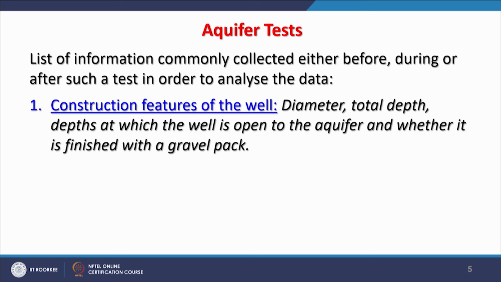Because when the well is designed, after these tests it is found that the aquifer is at a certain depth. So, only at that depth there are slits or entry points or openings in the pipes. Otherwise, from the top till the aquifer, the pipe may not have any openings, and whether it is finished with a gravel pack at the bottom. So, from the top as well as the bottom, all this information is required, which will come under the construction of the well.